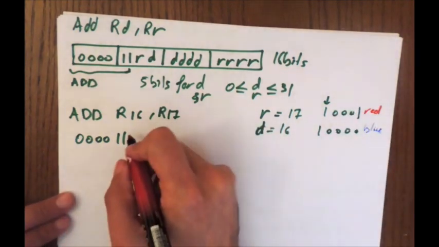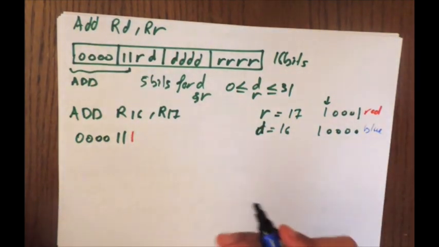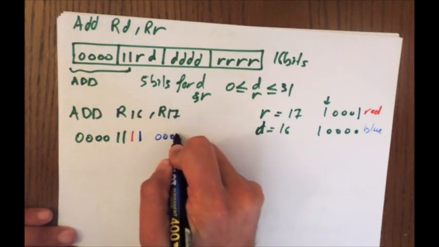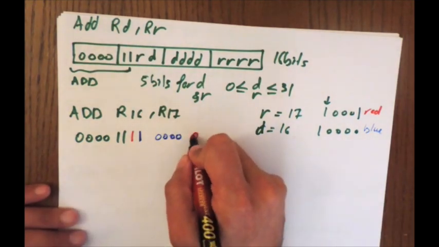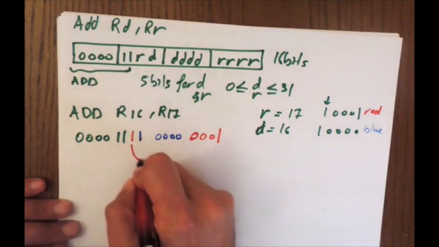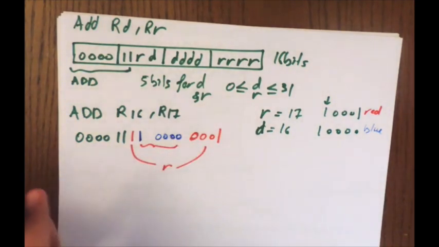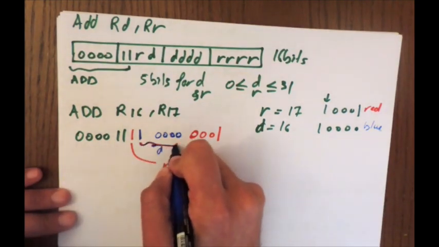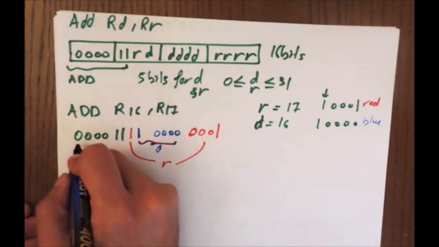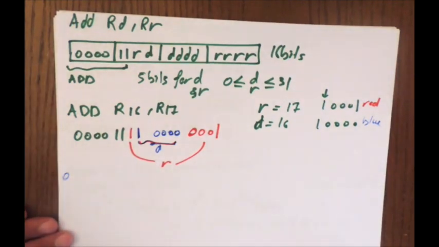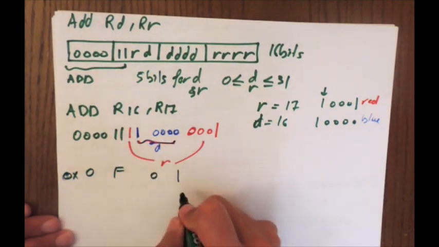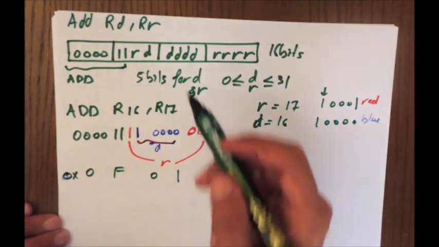So we place the first one here. This is for R. Then we have the one for D. Then we continue with the D, and then we continue with the R. So you see, this makes R and this makes D. Now if I want to write it in hexadecimal, this will be 0x, this will be 0, this will be F, this will be 0, 1. So this is the translation of add in here.